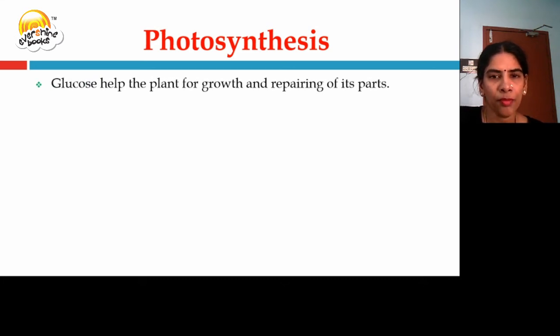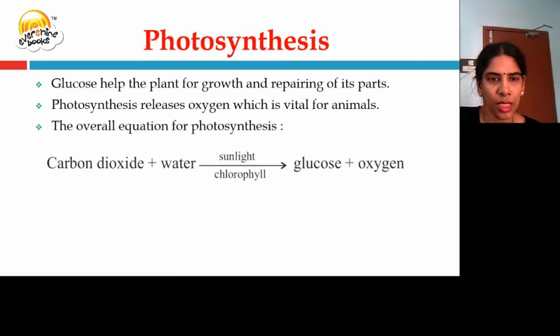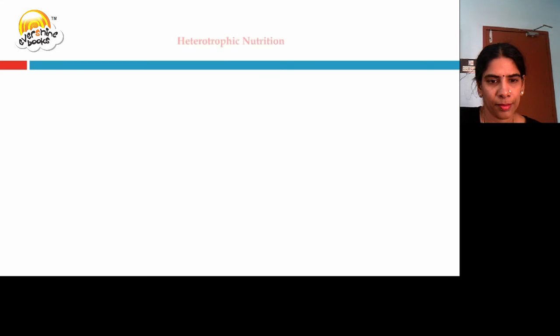Glucose helps the plant for the growth and the repairing of its parts. Photosynthesis releases oxygen, which is vital for animals. The overall equation for photosynthesis is: carbon dioxide plus water, in the presence of sunlight and chlorophyll, gives glucose and oxygen. So the input is carbon dioxide and water and the output is glucose and oxygen.